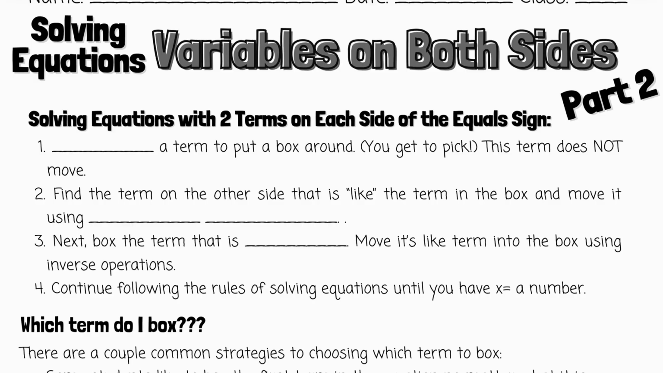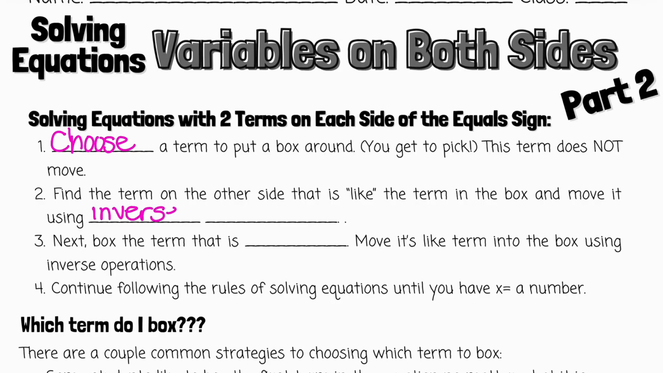In part 1, we learned how to solve what I call three-term equations. So we had two terms on one side of the equation and a single term on the other side. And you had to box the term that was by itself, and then you just solved using your inverse operations. Today we're going to move on to equations that have two terms on the left and two terms on the right. Okay, so the good thing about this is you get to choose a term to put a box around.